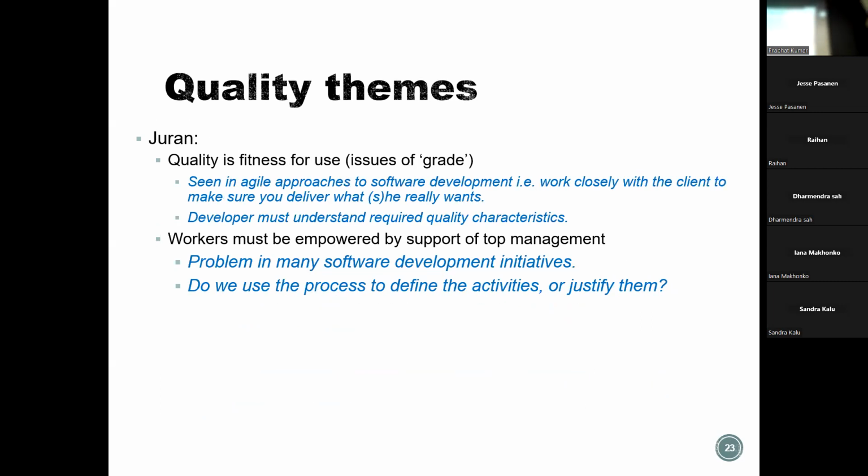Similarly, it talks about quality is fitness for use, seen in agile approaches to software development. Work closely with the client to make sure you deliver what he really wants. Workers must be empowered by support of top management. This is actually the problem in many software development initiatives. And do we actually use this process to define the activities or justify them? So these are the questions that come from workers and from the management point of view.